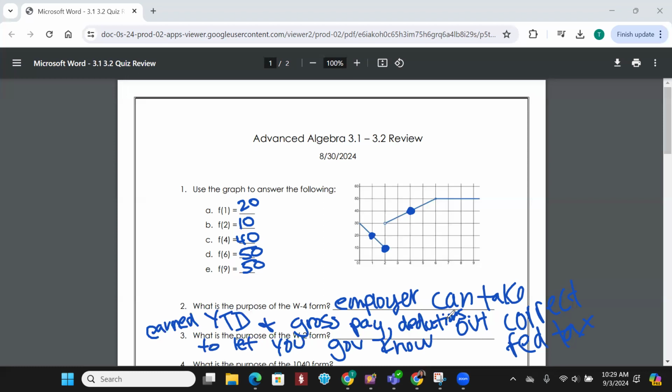Now 1040, you good? Oh, yeah, I don't have any tissues. Those are white.